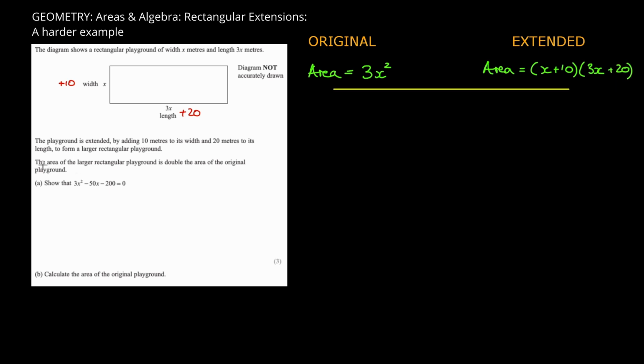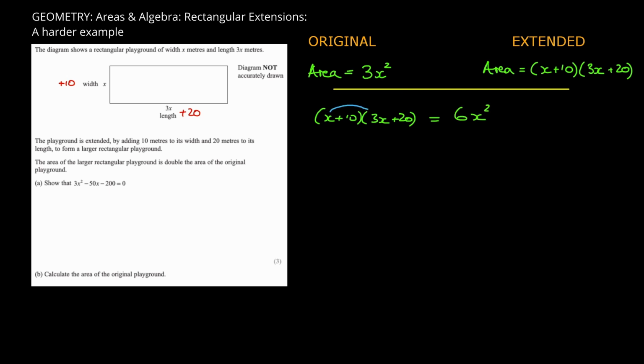So now let's deal with that business that the larger playground is double the area of the original and see if we can pop that into algebraic terms. The area of the larger playground, which is this guy here, so we can write him down, and the question tells us that this is double the area of the original. So this is double this guy. So this is 6x squared.